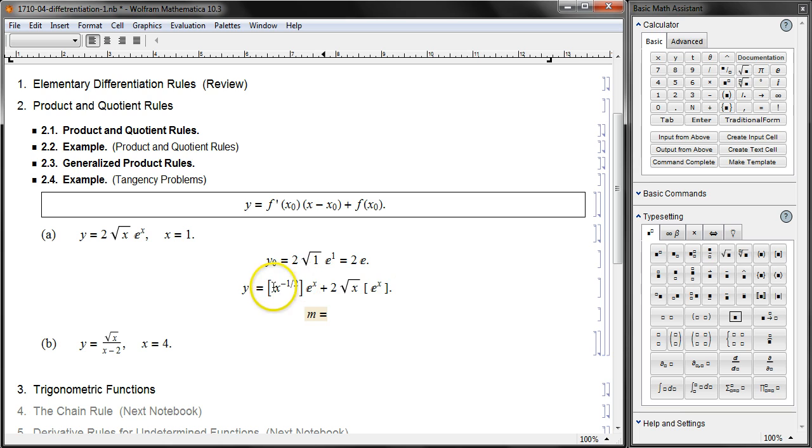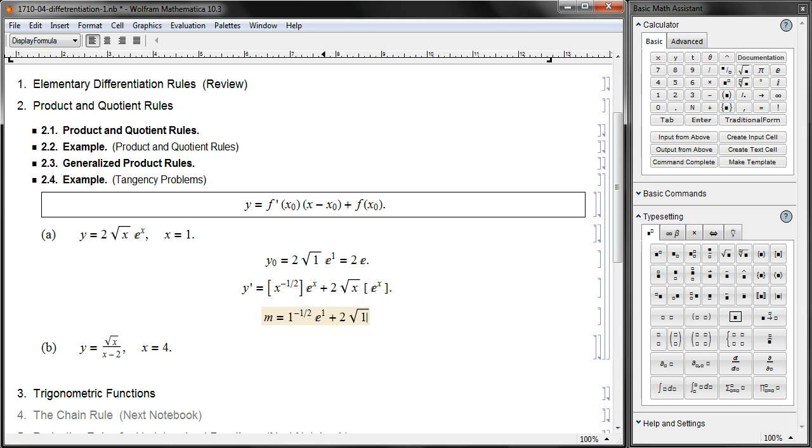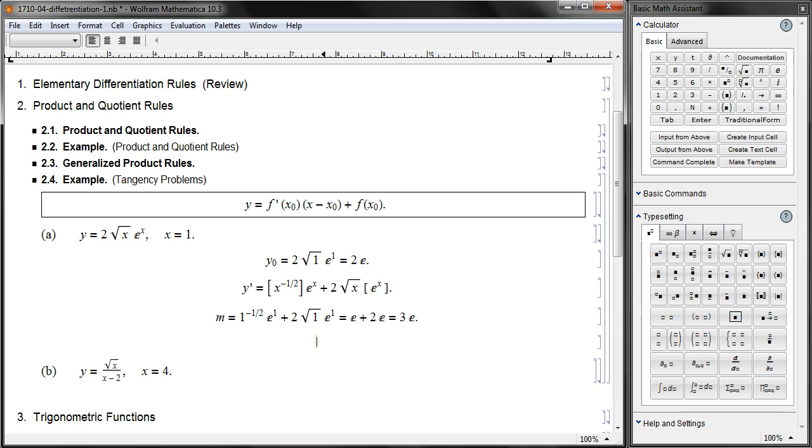The slope, we get it by plugging in x equals 1. 1 to the -1/2 power times e to the first power plus 2 square root of 1 and then e to the first power. 1 to any power is 1, so this is just e plus 2e, which is 3e. So that's the slope.